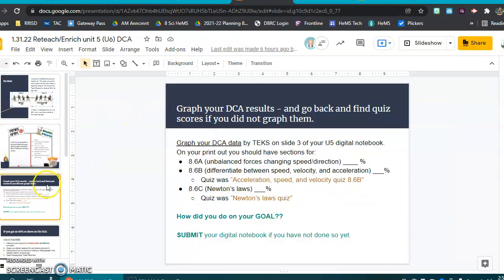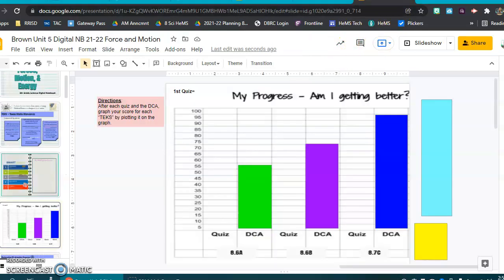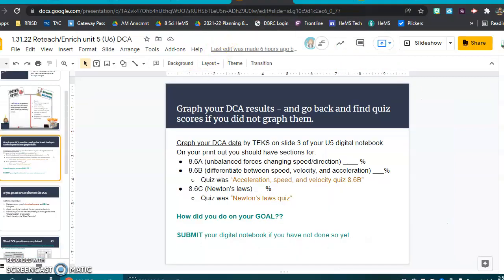All right. So now we've graphed that. Check your goal. Here are the quizzes. You want to go to the quiz was acceleration, and you want to put that percentage back on the same thing. So that would go right here, the Newton's laws. So you can do this. You've got this. But then we're going to come back here.